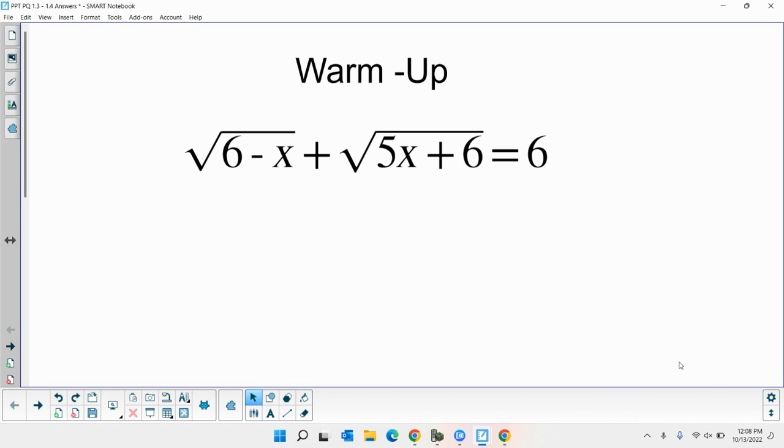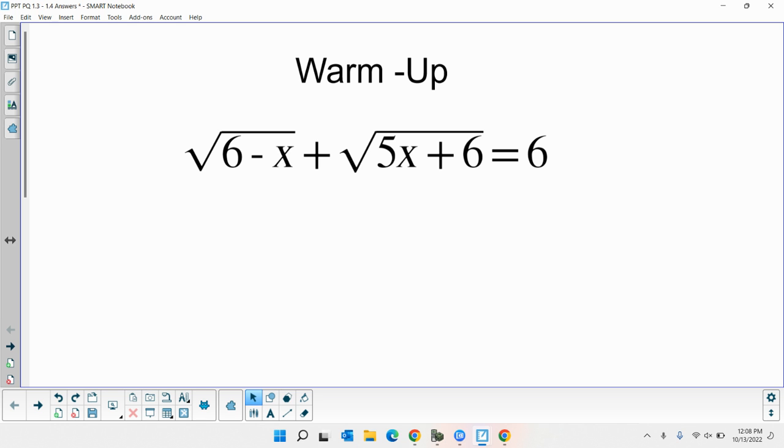All right. So this is a hard one. Okay. And like I said, you might see one like this tomorrow. So let's go over it. The way I've been doing it all day is taking the 5 square root of 5x plus 6 over. But it doesn't matter which one you take over to start. You got to get one of them by itself, though.